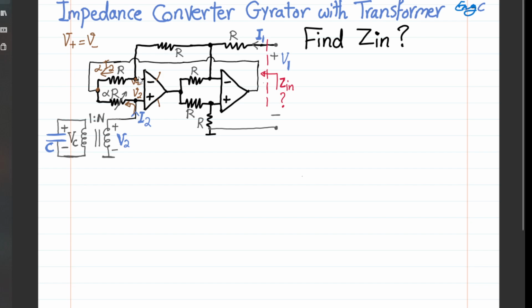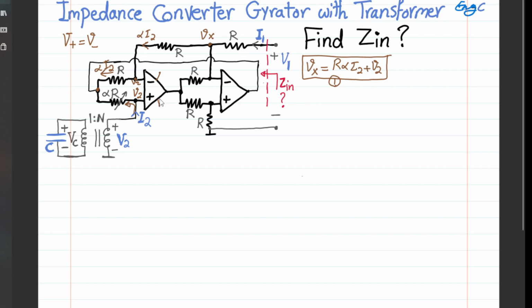This alpha I2 has to go through R on top as shown. So it goes like this. And the voltage drop across R in addition to V2 will result in Vx, the voltage at this node. So I can write Vx is simply equal to R alpha I2 plus V2. That's helpful, so let's keep that. That is equation number 1. That is helpful and useful.